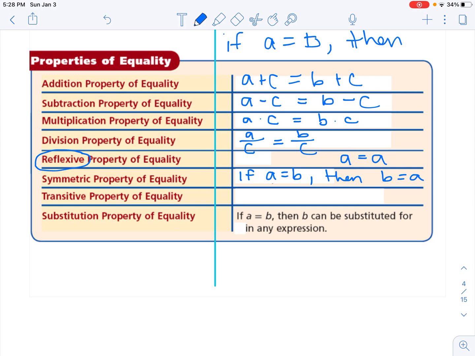The transitive property is a little bit trickier, and that says if A equals B and B equals C, then A equals C. So because they both equal B, we can jump right from A to C. And then substitution says if A equals B, then B can be substituted in for A in the expression. So those are our properties. These are our reasons why we're allowed to do all the algebra that we've learned.